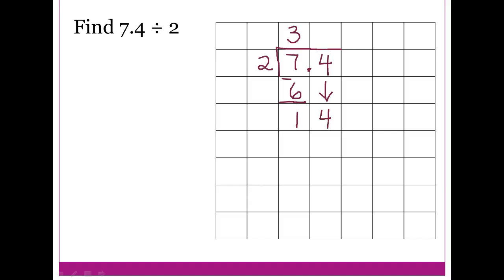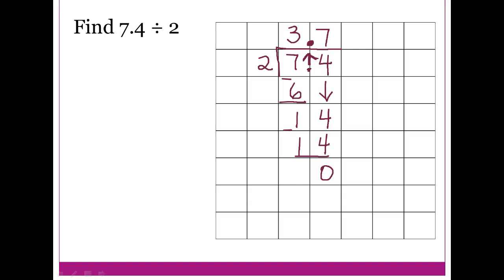Next, we're looking at how many times will 2 go into 14. 7 times 2 is 14. So we subtract and we have no remainder. When you have no remainder, you're almost done with the problem. The final thing to do is to put the decimal point in the answer. When dividing a decimal by a whole number, the decimal will go straight up in the answer.